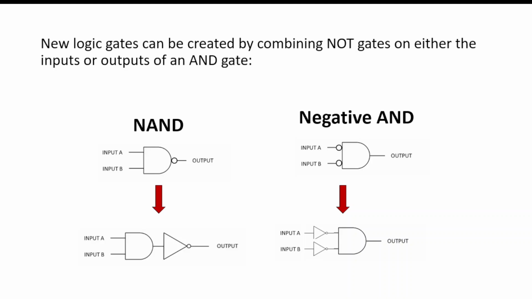Now, new logic gates can be created by combining NOT gates on either the inputs or the outputs, or sometimes both, of an AND gate. So this is how we get NAND and negative AND. A NAND gate is with one NOT gate on the output of an AND. And a negative AND is with two NOT gates, one in series with each of the inputs to the AND gate.